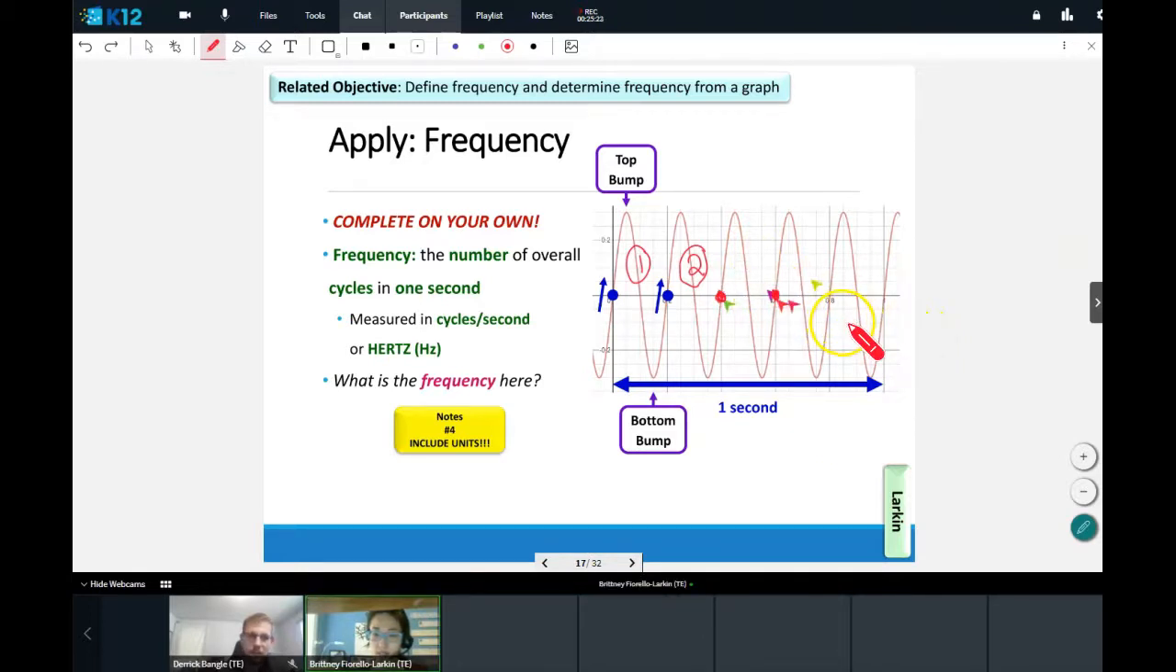Keep on going. Again, find a top and a bottom bump. Yep, there it is. And where's our last cycle? Keep on going. Perfect. Yep, there's our top and our bottom bump.